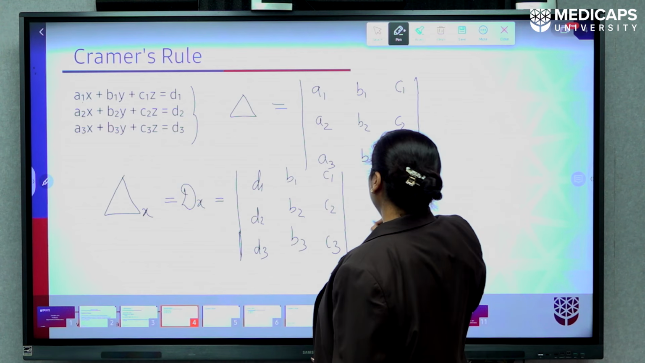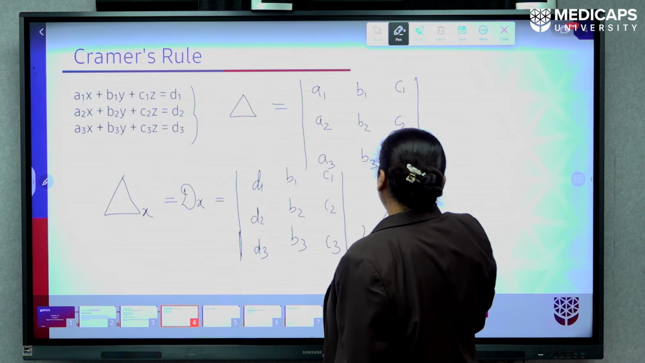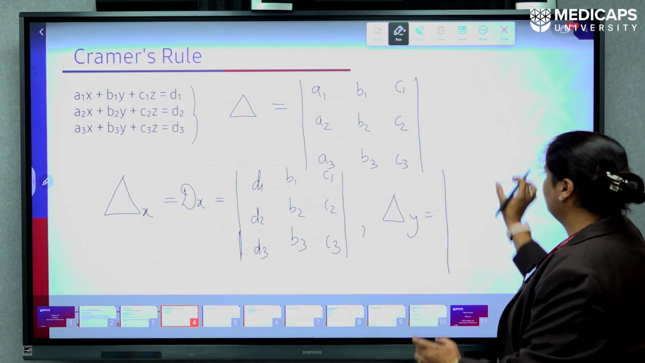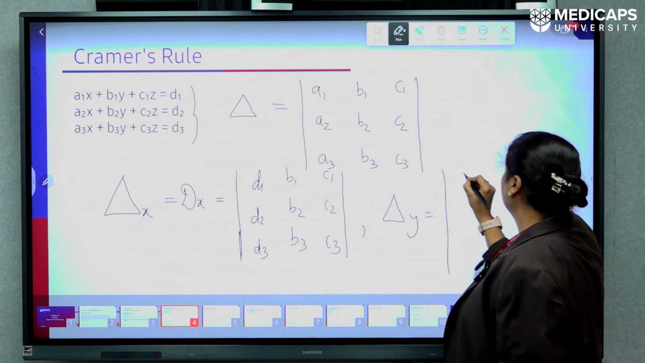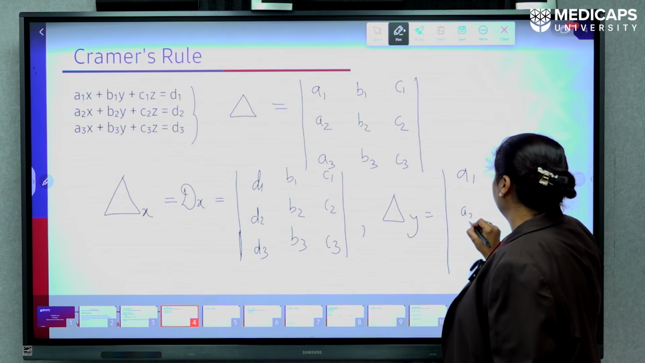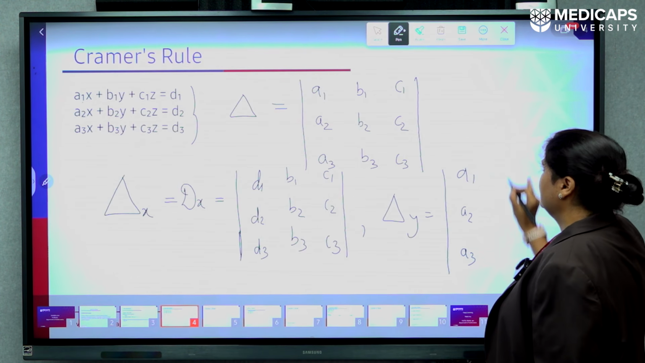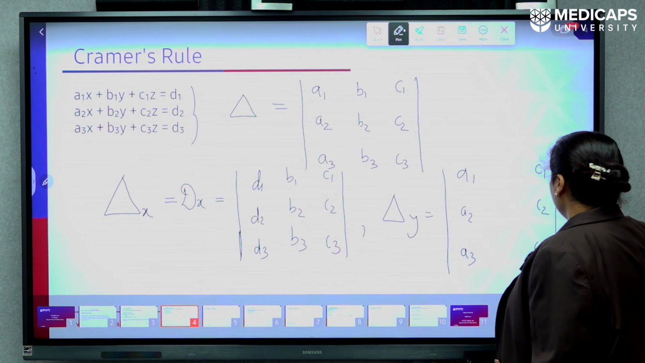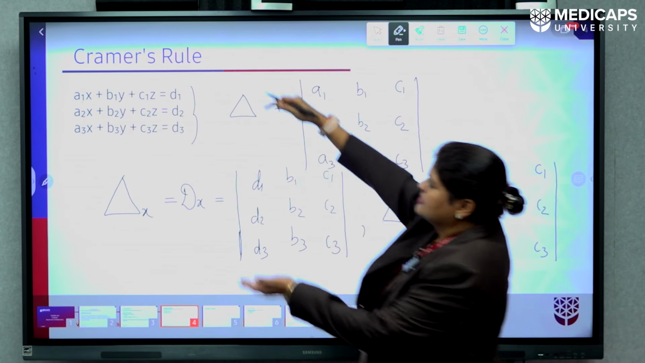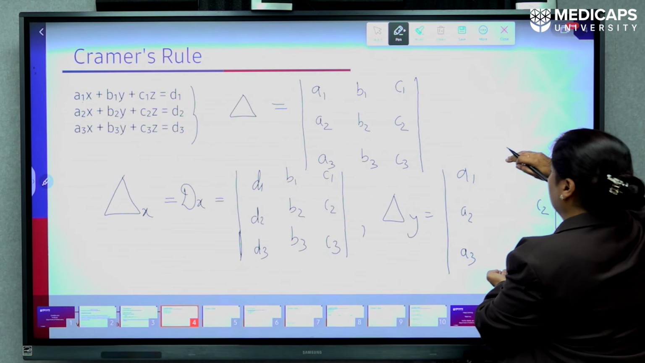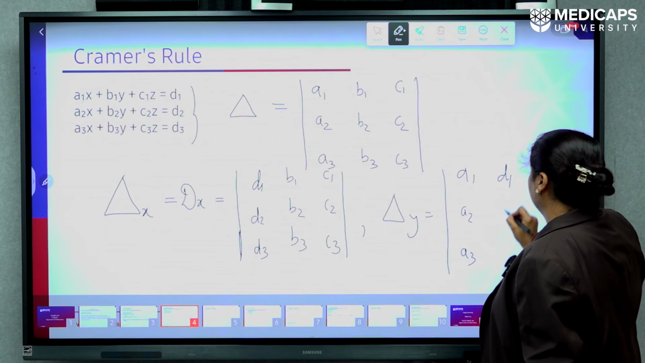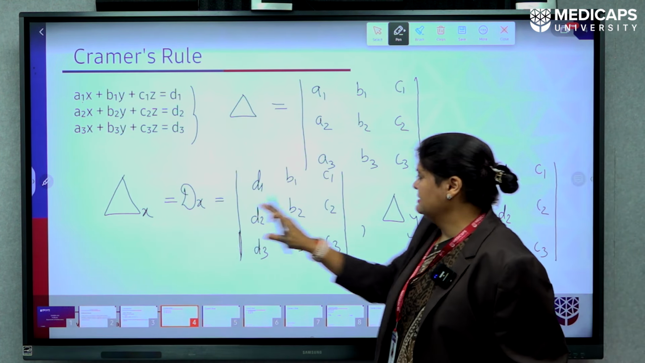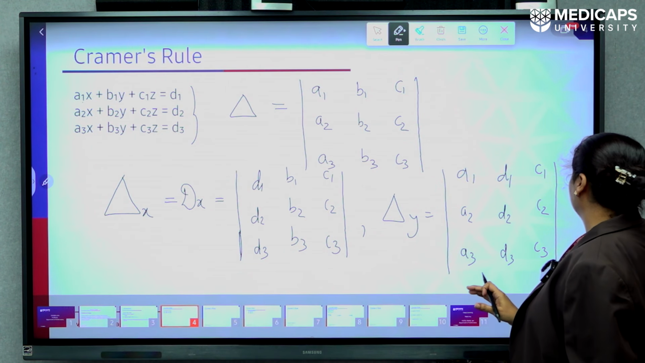In the same fashion, we have to find del y. As I have told you, if it is y, then don't write the y column from the coefficient matrix. Write down the rest of the columns, like a1, a2, a3 and c1, c2, c3, and what will come in place of the y column? Again d1, d2 and d3 we will put here.